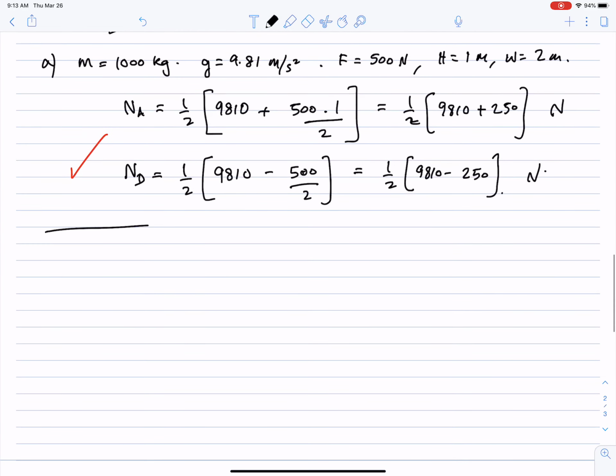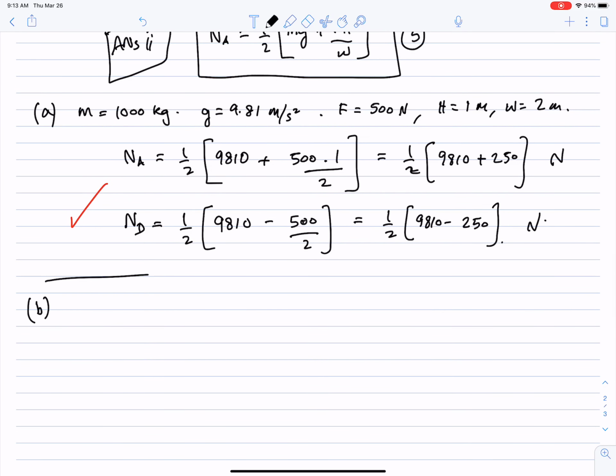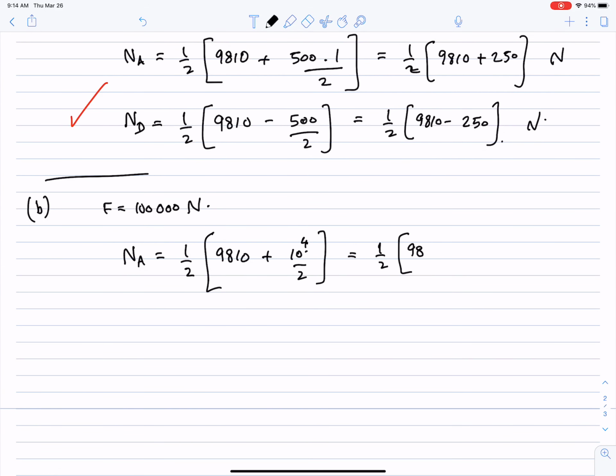Now, what about when the horizontal force is really, really large? I think I said 100,000 or something like that. Okay, 100,000 newtons. What happens then? Let's plug things in. F equals 100,000 newtons. Then we have Na equals half, still 9,810, and then plus 100,000, which is 10 to the power 4 divided by 2, let's say. And that's whatever that is, okay? 9,810 plus 50,000 or something. Okay, you can evaluate that.